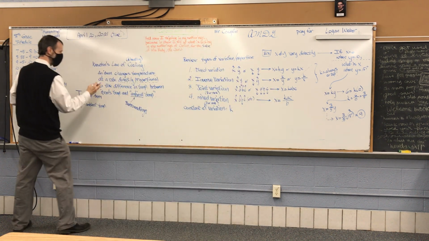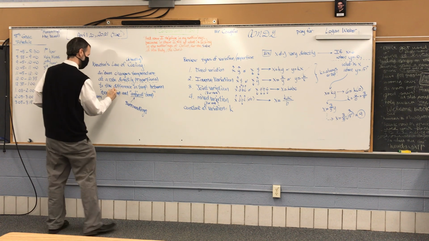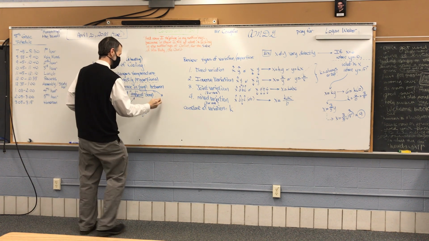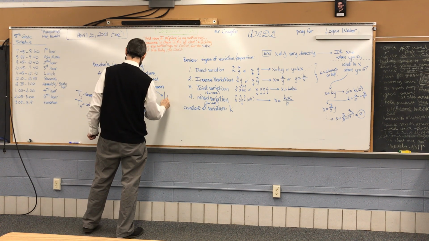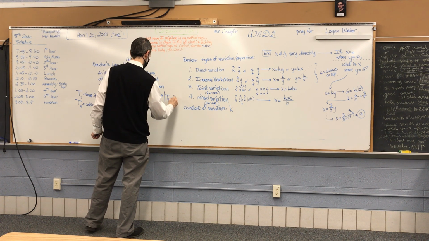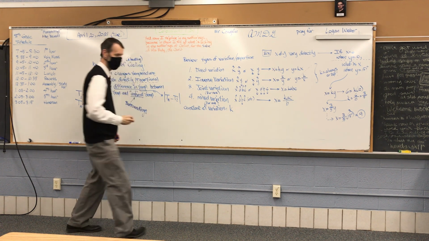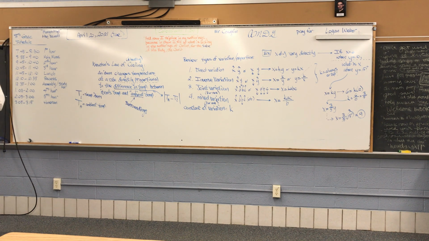So in other words, the difference in temperature is going to look like this: the absolute value of TA minus TI. That's the difference in temperature. We need absolute values just to make sure it's positive.